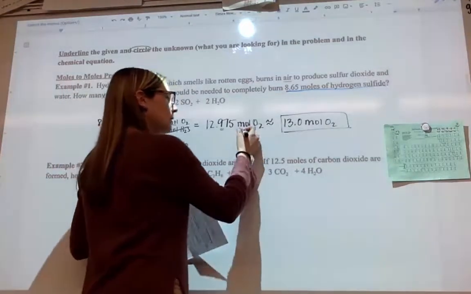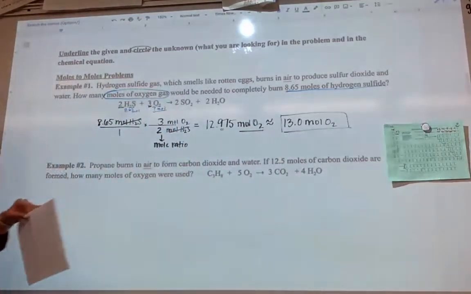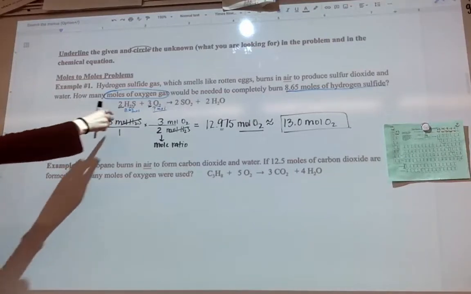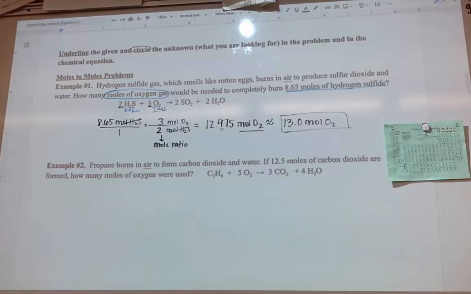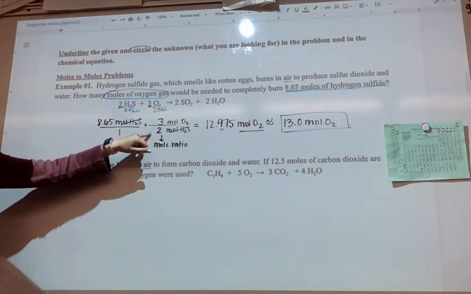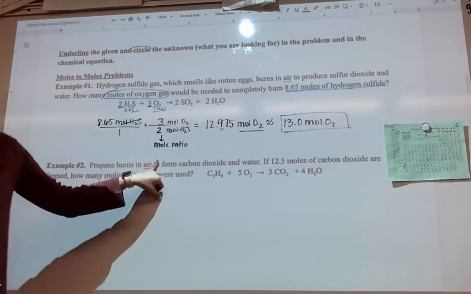What I am going to be picky about, though, is making sure that you have those units. Notice how I had units throughout this entire thing. Show how it cancels. When you want to go from one substance to another, it has to be in moles.